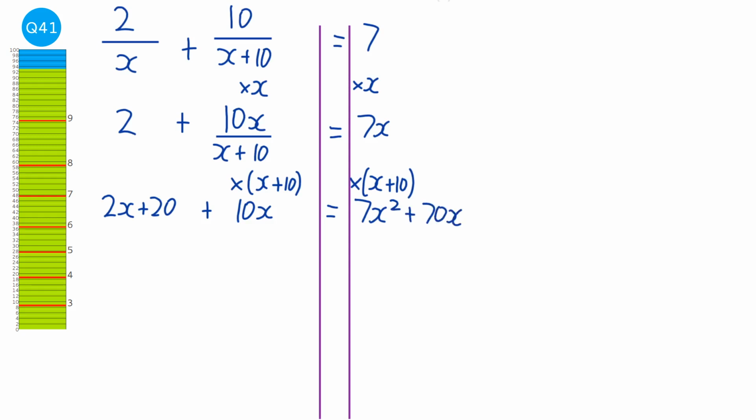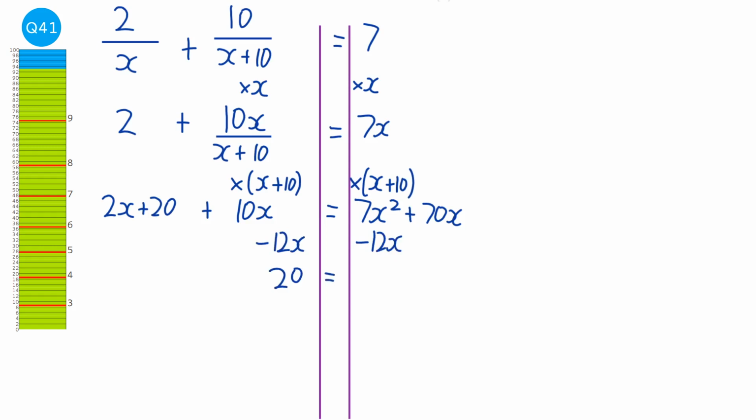And so we do 7x times x, which is 7x squared, and 7x times 10, which is just 70x. Next step we're going to do is just move everything on the same side. Now I normally keep the x squareds positive if I can, so wherever the x squared is, I move everything else to that side. So we're going to collect the 2x and the 10x, and we're going to take away 12x from both sides.